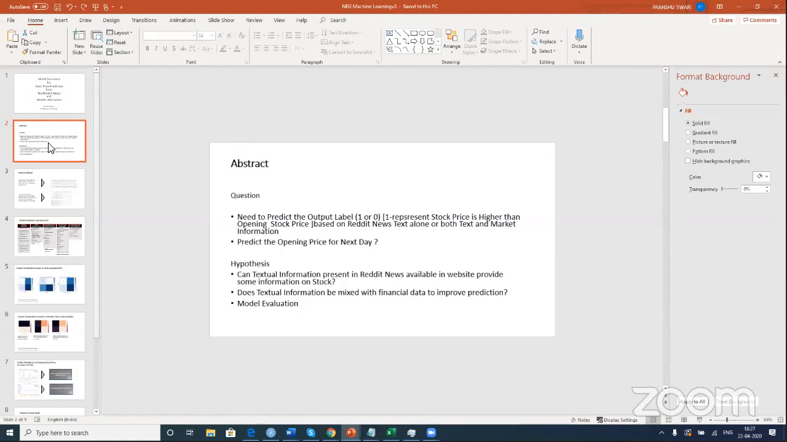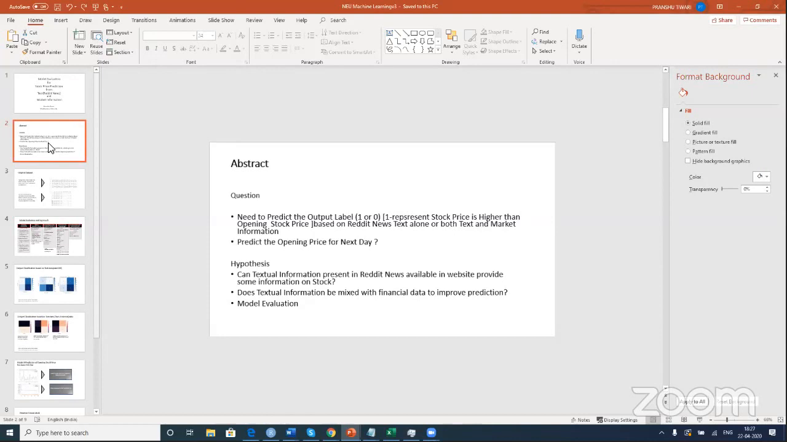One, I need to predict the output label, and the output label is whether the stock price goes high from the opening price. If I look at the stock in the financial market, and if the stock goes high at the end of the day, it's labeled as 1. And if it doesn't, that means lower, it is 0. So what contributes to this kind of prediction?